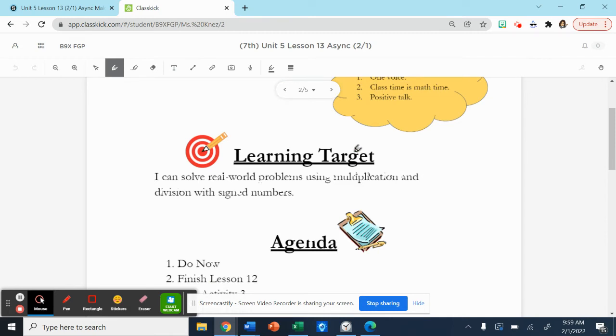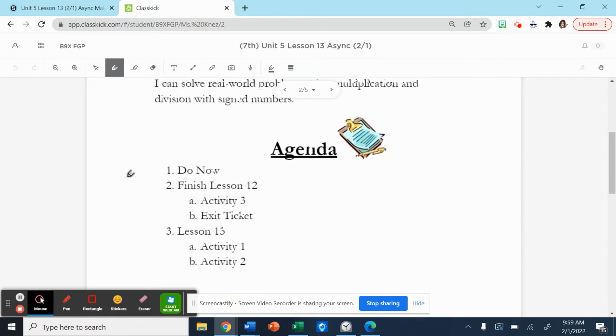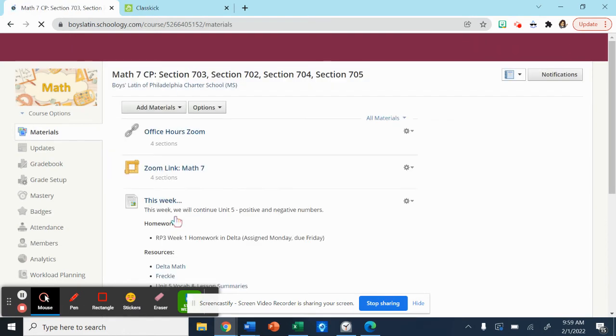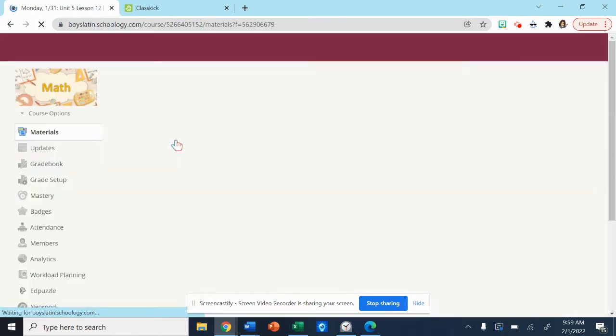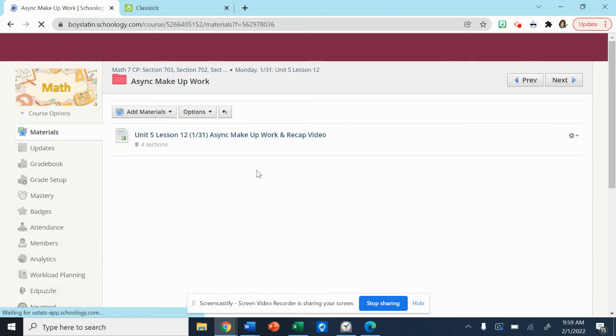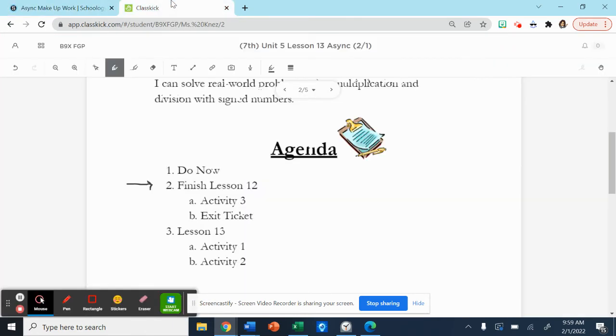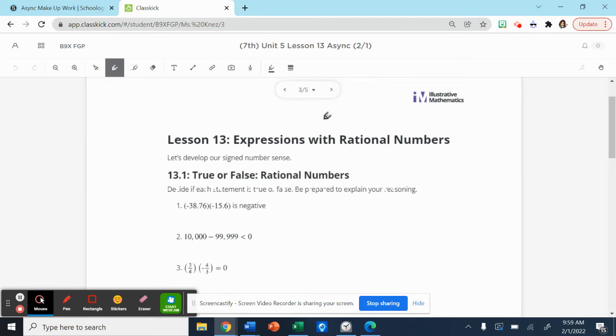Today's learning target is I can solve real-world problems using multiplication and division with signed numbers. In class, we finished up with lesson 12. So if you were here yesterday, you could go back to the video in the Monday folder. So that would be here in the Monday folder in Schoology, to look at the makeup work that covers lesson 12. But if not, if you weren't here yesterday and you already did lesson 12, the only thing you need to worry about watching is this video for lesson 13.